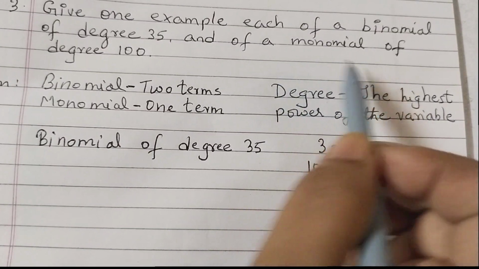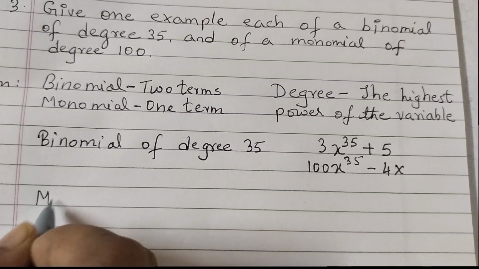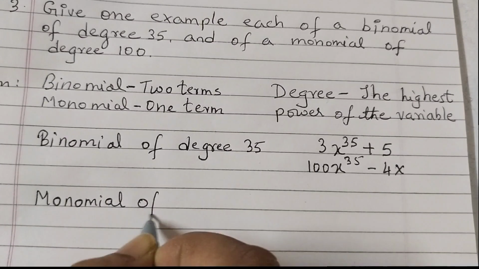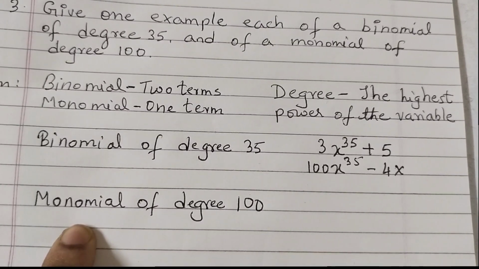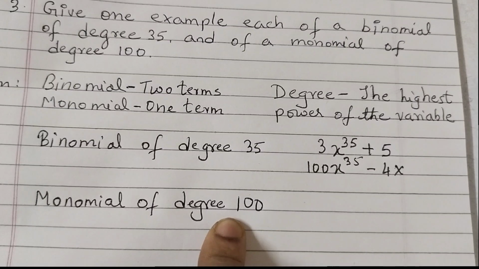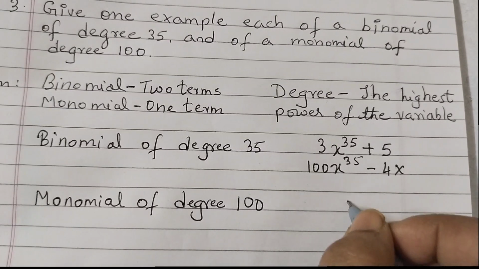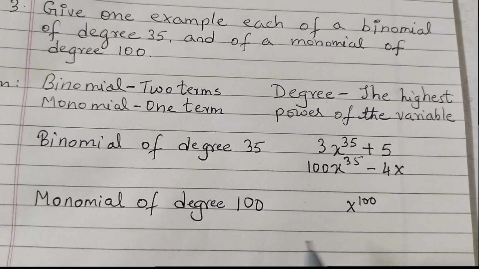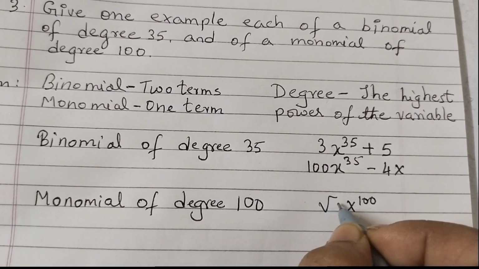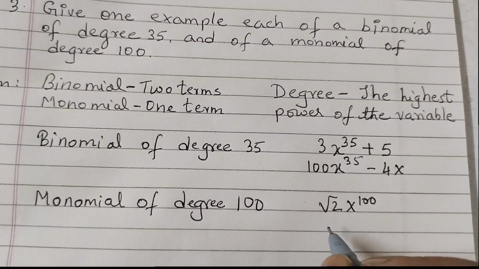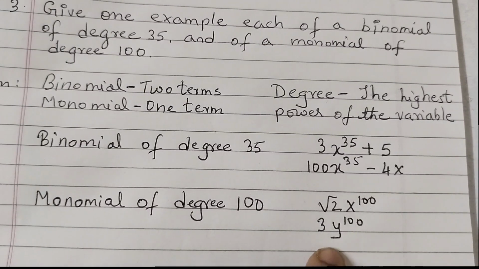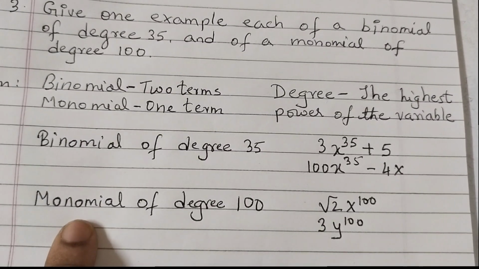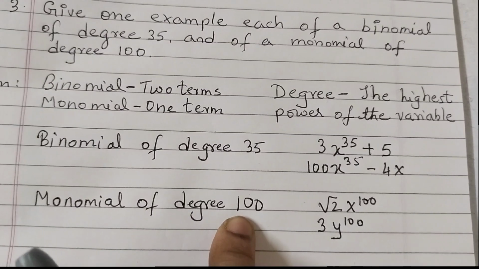And we want a monomial of degree 100. Monomial means one term and the highest degree is 100. So in this case, it would be, let's say the variable is x to the power of 100 and we can put it as say square root of 2, or we can say 3y to the power of 100. You can take any variable, any letter as a variable. Just remember it must be one term because it's a monomial and the degree is 100.